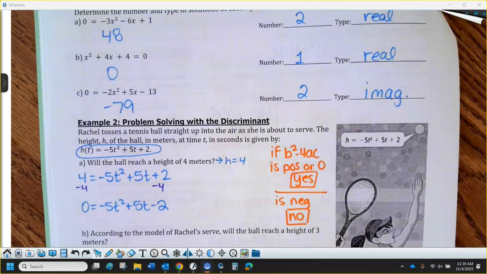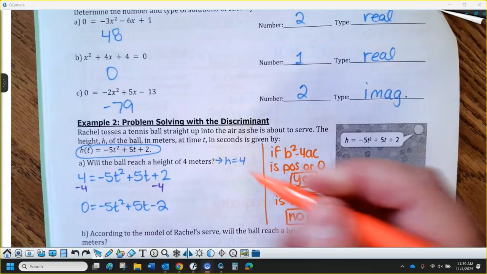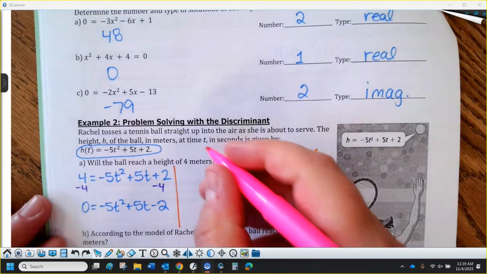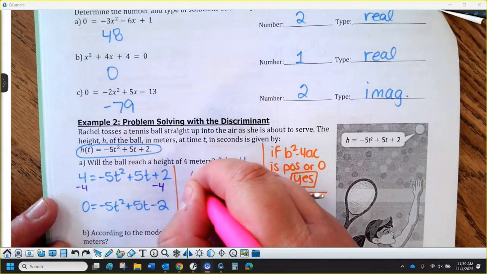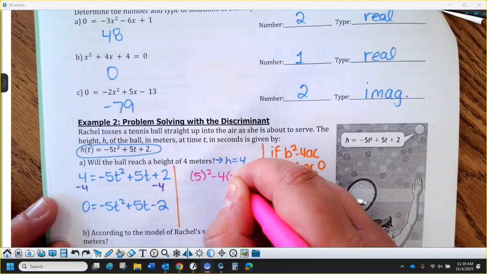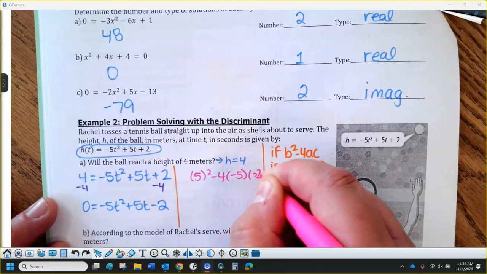So to use the discriminant here, just to help us answer this question, if I get a positive number or if I get 0, that means it has a real answer, and we would say yes. If we get a negative answer, that means it has an imaginary solution, so it can't happen in real life. So we're just going to do b squared minus 4ac here. For this question, it's going to be 5 squared minus 4 times -5 times -2.